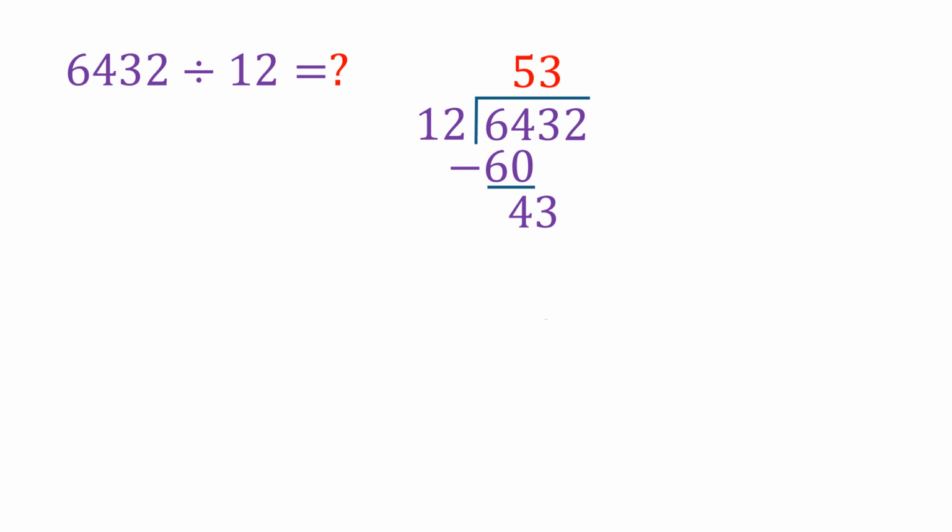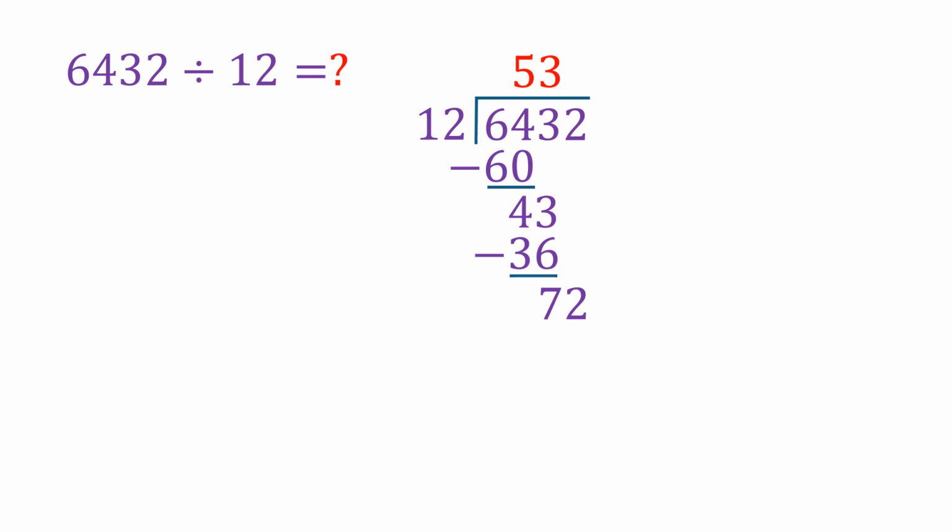So 3 times 12 is 36. We're going to subtract that from 43, or take the difference of the two. So 43 minus 36. If you remove 36 from 43, what's left is 7. And then we're going to bring down the next number, which is the last number, 2, and divide 72 by 12.